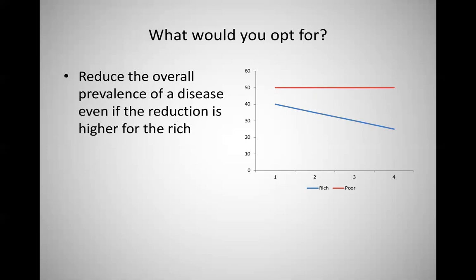And I would like you in your pair, the two of you, to discuss amongst yourselves, which one would you opt for? Which do you prefer as an outcome? Do you prefer to reduce the overall prevalence of a disease, even if the reduction is higher for the rich? So the blue here is the rich, and the red is the poor. Would you opt for something like this, where you would have an intervention here that would reduce the rates, but the reduction will be mainly among the rich?